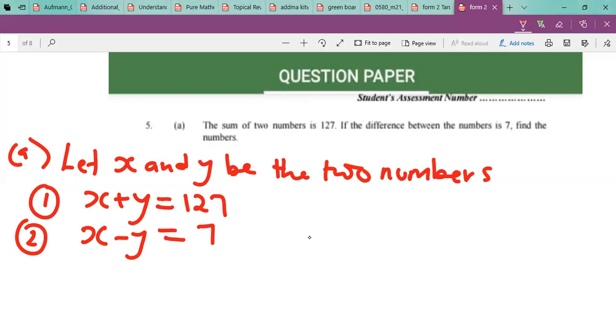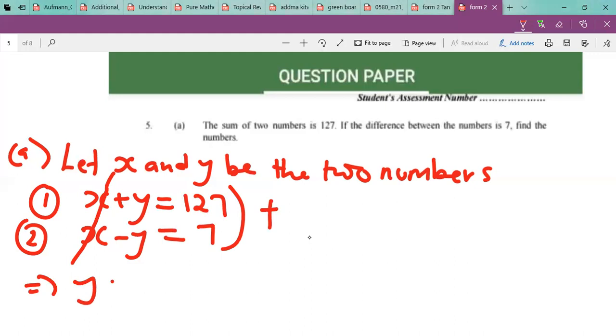Okay, so what does it mean? We have created two simultaneous equations. So we can work them out. Maybe we say we use elimination by eliminating x. So because the signs are the same, I'm going to subtract, then x will go. So you remain with y.